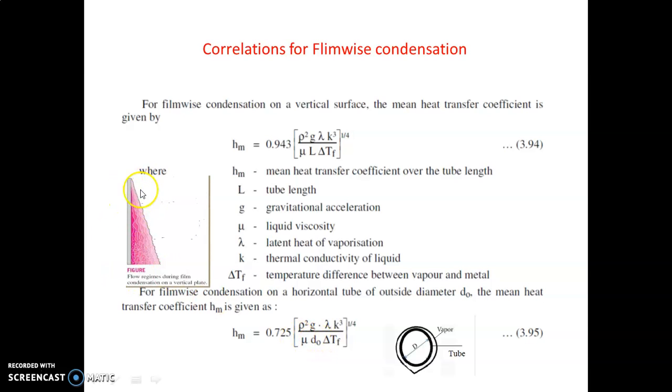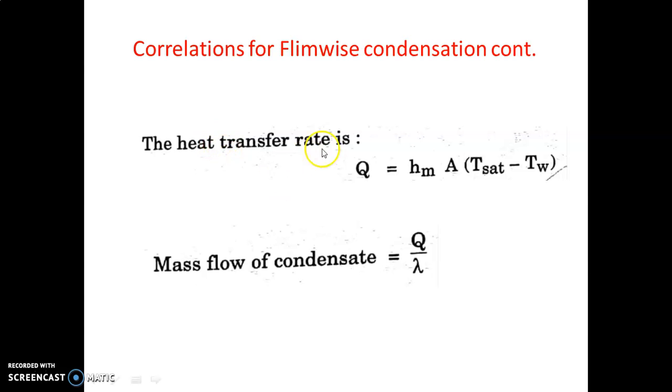So here we are using L, but in this case you have to use the d0, that means the outside diameter of that pipe. Then how is the heat transfer coefficient calculated in condensation? So we have to use this formula.